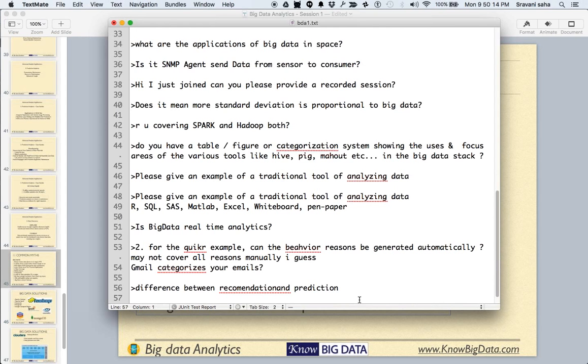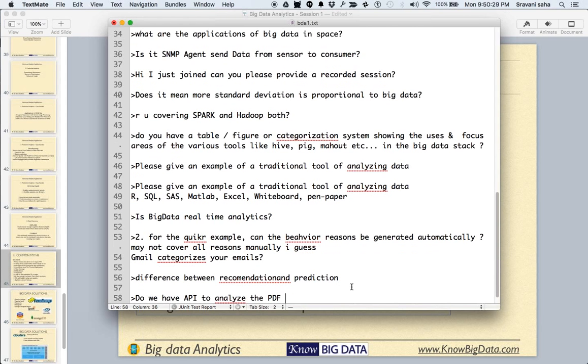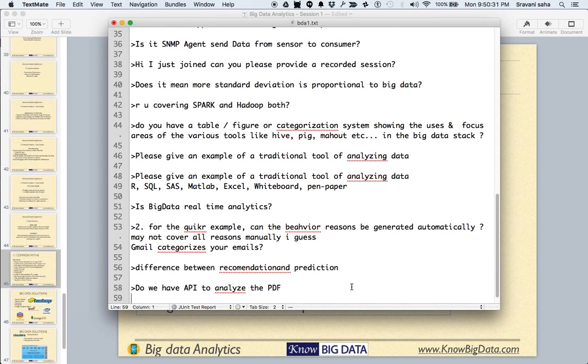Now, Yashi's question is the difference between recommendation and prediction. Recommendation and prediction are actually similar in nature. Technically there is not much of a difference. Recommendation is actually a predictive analytics system.